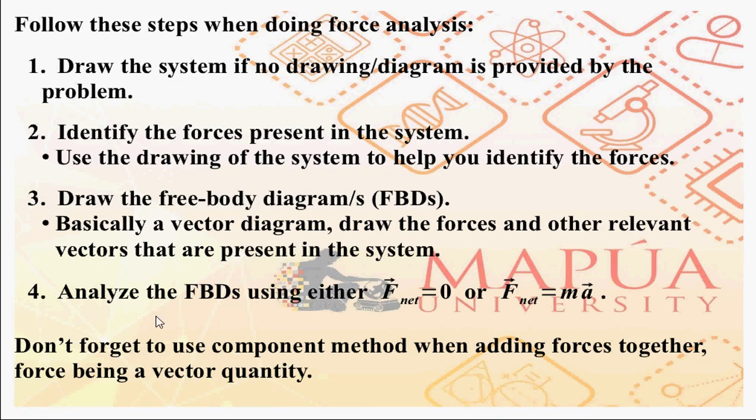And then the last step is to analyze the free body diagrams that you have drawn using either F net is equal to 0, equilibrium system, or F net is equal to MA, accelerating system. F net, again, is the summation of all the forces acting on the object. So, summation of the forces acting on the object is equal to 0, equilibrium system. Summation of the forces acting on the object is equal to MA, accelerating system.